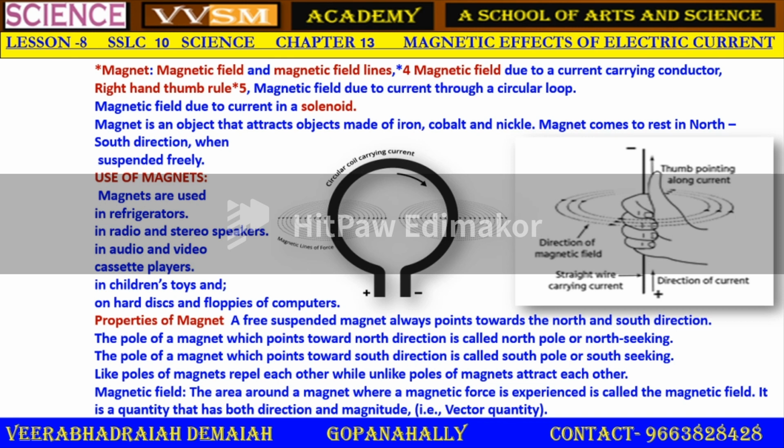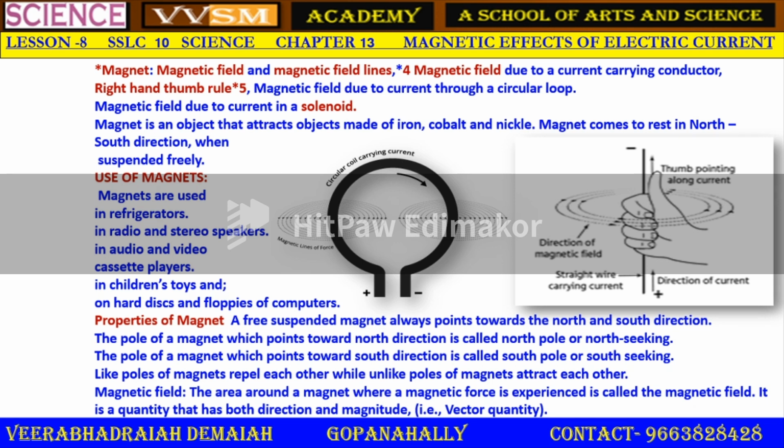What is a magnetic field? Magnetic field lines and the magnetic field. If you come across here, another important thing to know is magnets and their properties. A freely suspended bar magnet always rests in the direction of north and south. This is the property of a magnet.